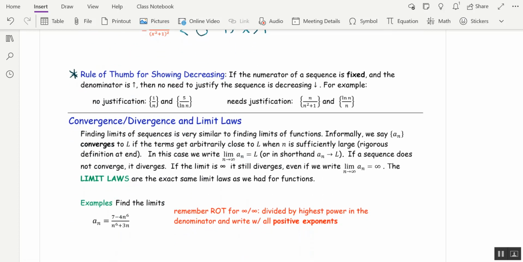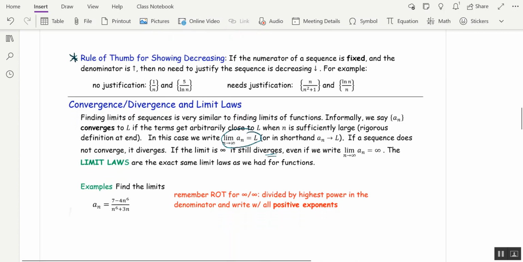Convergence and divergence. The limit laws for sequences are the same as the limit laws for functions. And the notation is the limit of a sequence exists and is L if the terms of the sequence get arbitrarily close to L as n gets large. If the limit does not exist, we say the sequence diverges. All right, so let's find some limits.